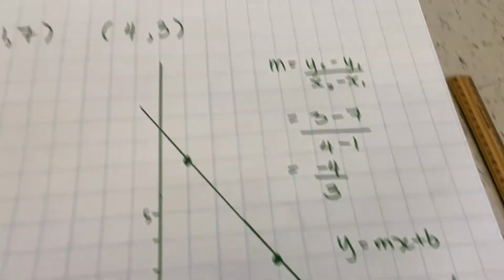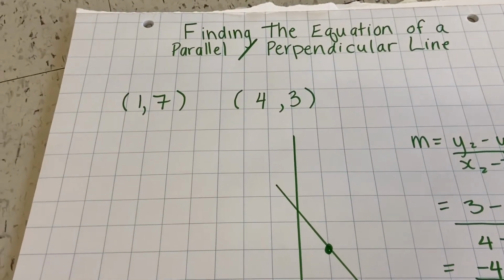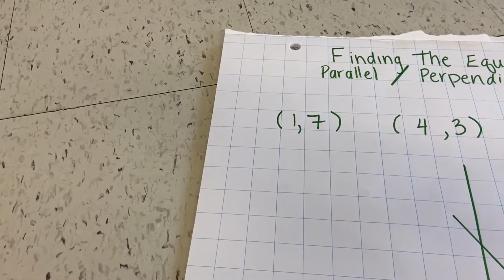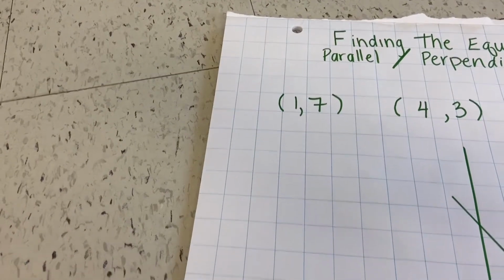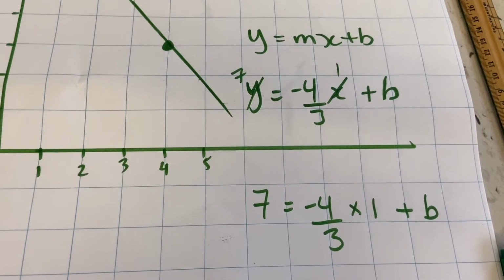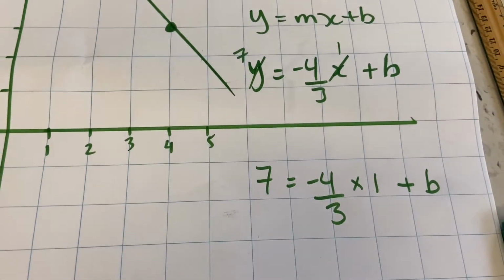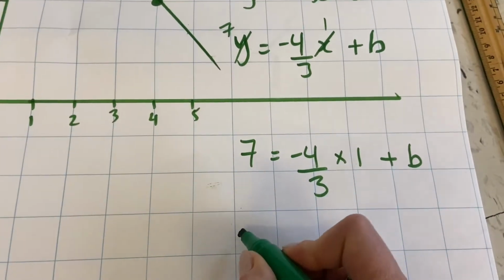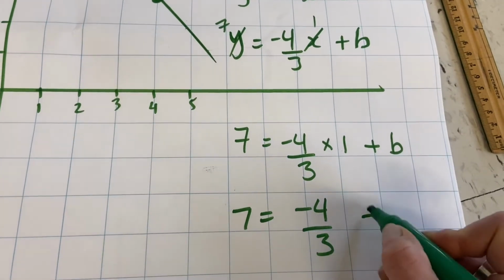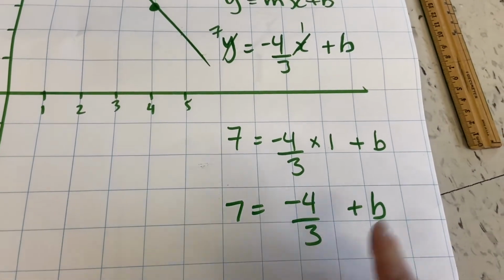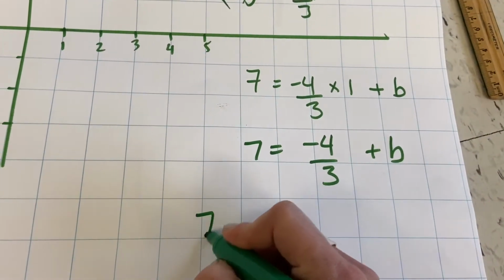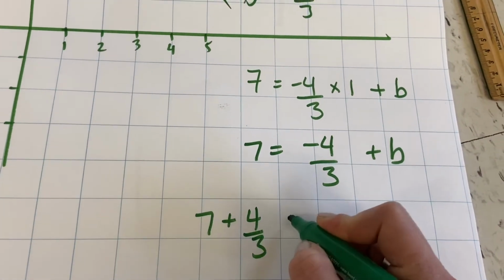The way I find my b is I can sub in one of my points. I've chosen the point (1, 7) to use. That means the x is 1 and the y is 7. So in my equation, I crossed off the y and I put a 7, I crossed off the x and I put a 1. That means I have 7 is equal to -4 over 3 times 1, which is just -4 over 3, plus b. I want to find my b, so I need to move this to the other side. So it's going to be 7 plus 4 over 3 is equal to b.